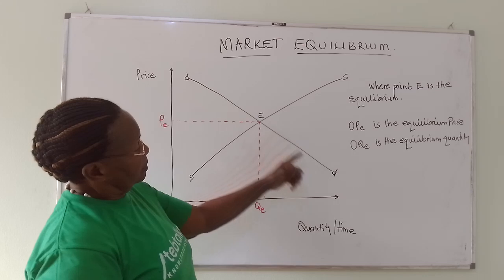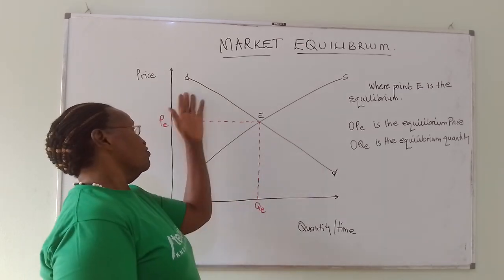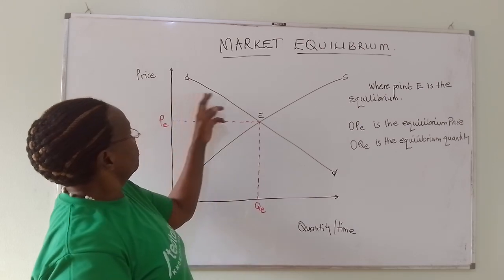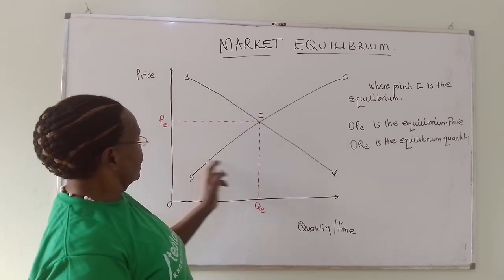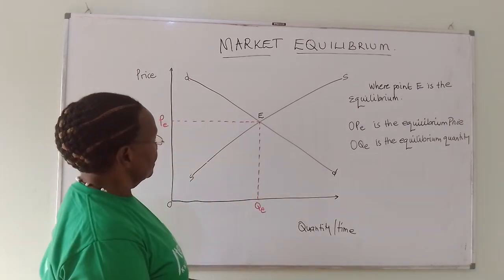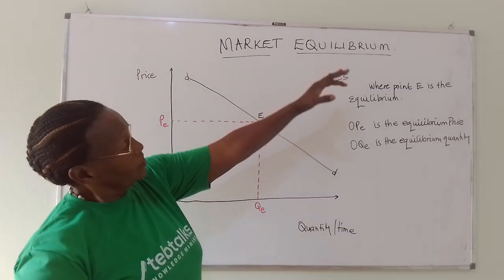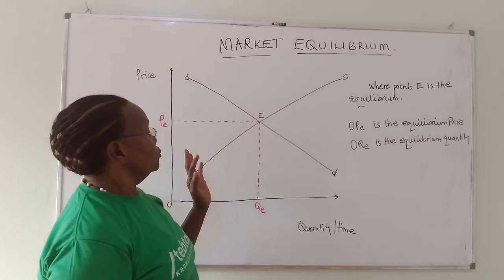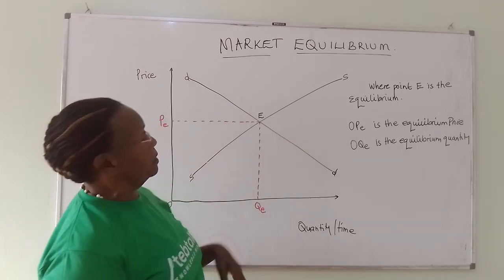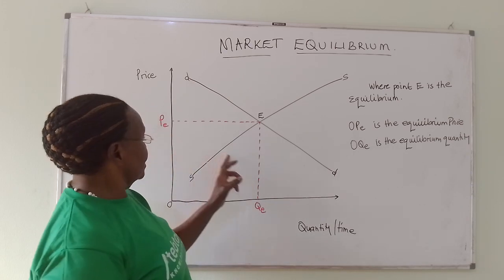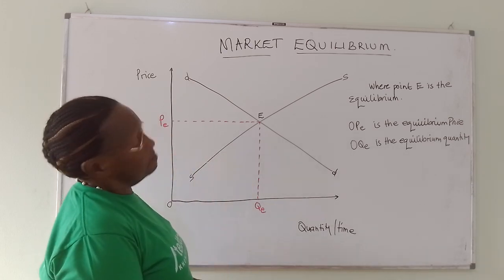We have our demand curve, which is downward sloping from left to right, obeying the law of demand, that at a higher price, less is demanded, yet at a lower price, more is demanded. And we have our supply curve, which is upward sloping from left to right, also obeying the law of supply, that at a higher price, more is supplied, yet at a lower price, less will be supplied.